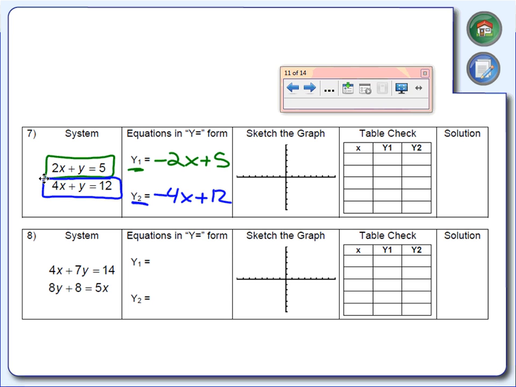Whatever graph you see on your calculator, I want you to put that for me right here. Sketch me a graph of what you see on your calculator. It doesn't have to be anything perfect right now. We're just getting a rough sketch of what you see on your calculator.